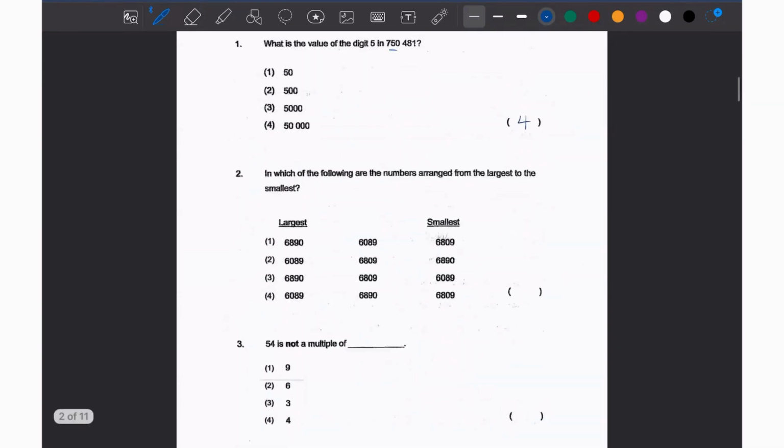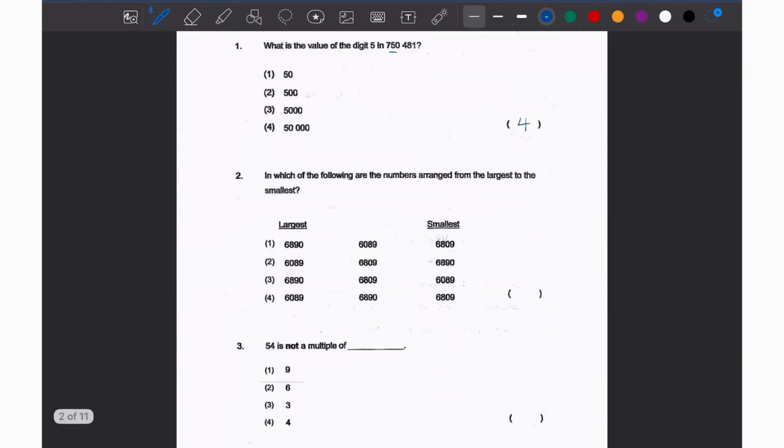Okay, question 2. In which of the following are the numbers arranged from the largest to the smallest? So we look at our option 1. We have 6890 is the largest, followed by 6089, and then followed by our smallest, which is 6809. You look at 6089 and 6809. 6809 is actually bigger than 6089. So you realize that option 1 is wrong.